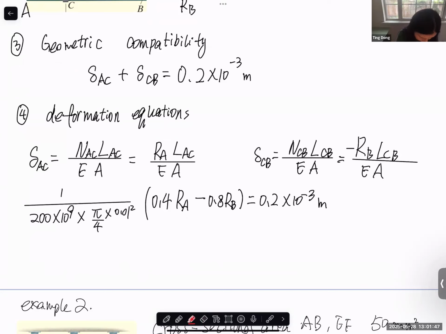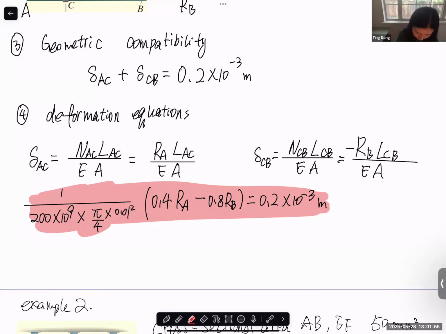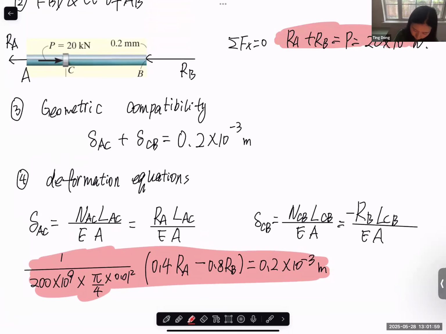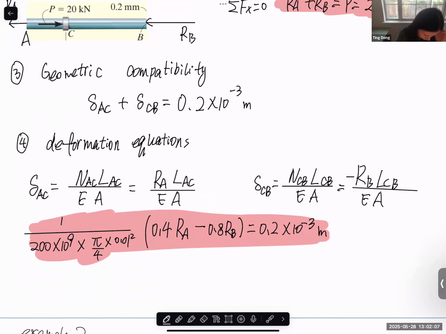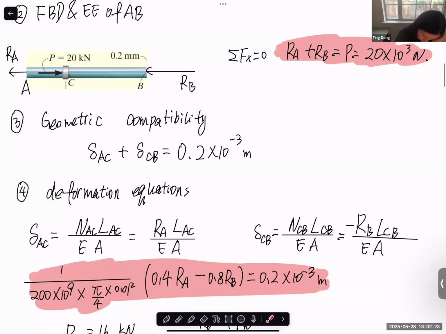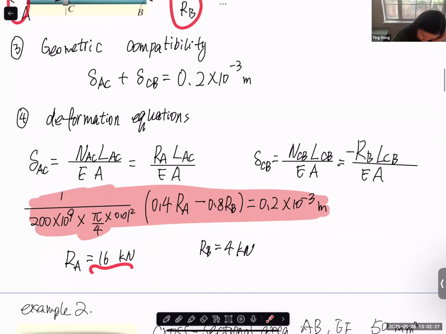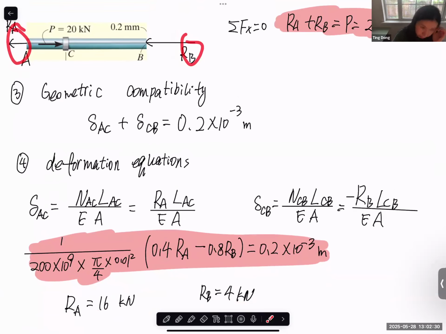So now here is the extra equation we have, and we combine this one with the equation from statics. Two equations, two unknowns. We can solve for the reaction forces at A and B. RA equal to 16 kilonewton, RB equal to 4 kilonewton. Direction is already given here, so we get two positive values, which means the assumption of the direction of the reaction forces here is correct. So the reaction force at point A is in the negative x direction, magnitude 16. Reaction force at point B is in the negative x direction, 4 kilonewton.